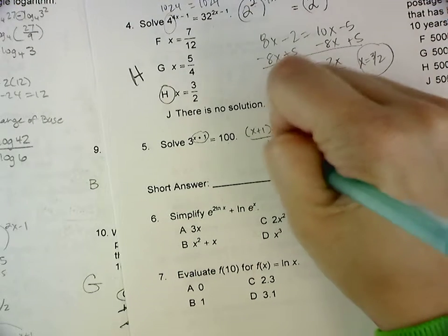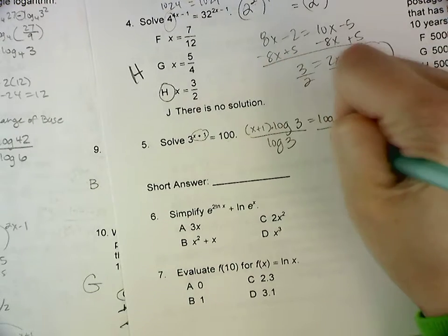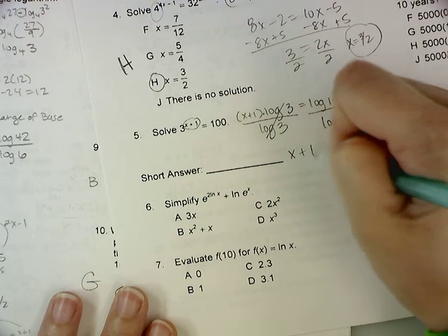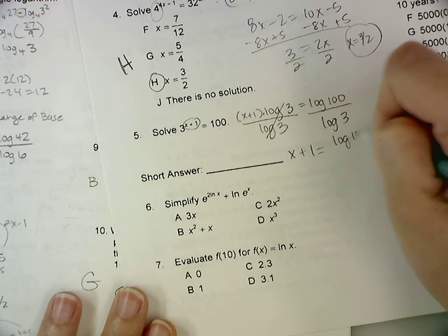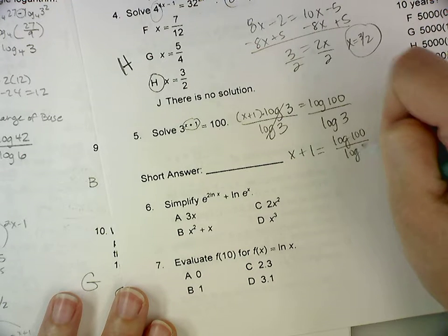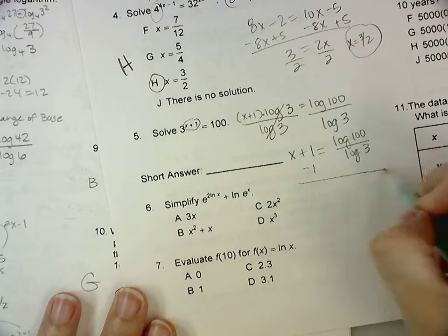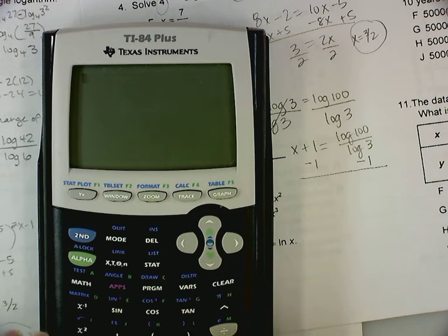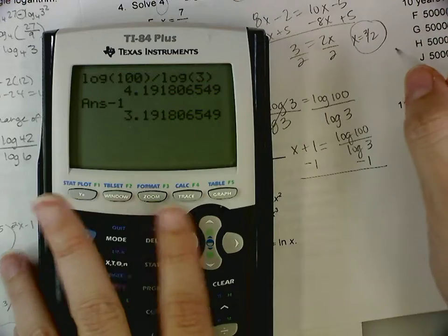And then if I want to get x by itself, I divide both sides by the log of 3. And I actually wait to do all my calculations at the end. So I have x plus 1 equals the log of 100 divided by the log of 3. And then my last step would just be to subtract 1 from that. So I do have to use my calculator to evaluate the log. So it's log of 100 divided by the log of 3. Okay, so I get 4.19, so then when I subtract, I'm going to get 3.19.